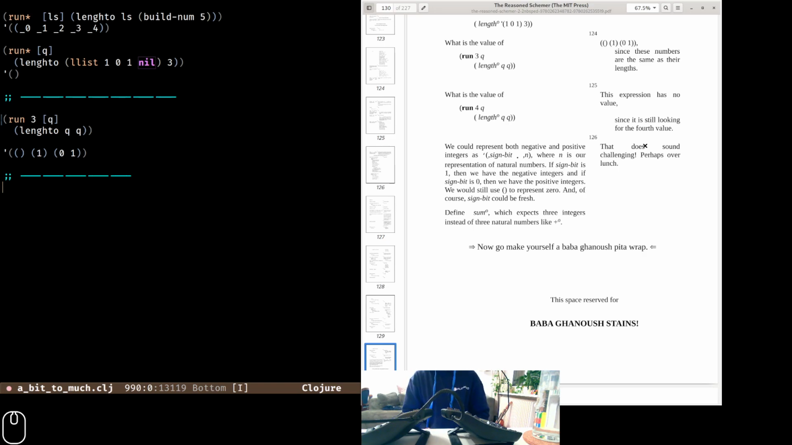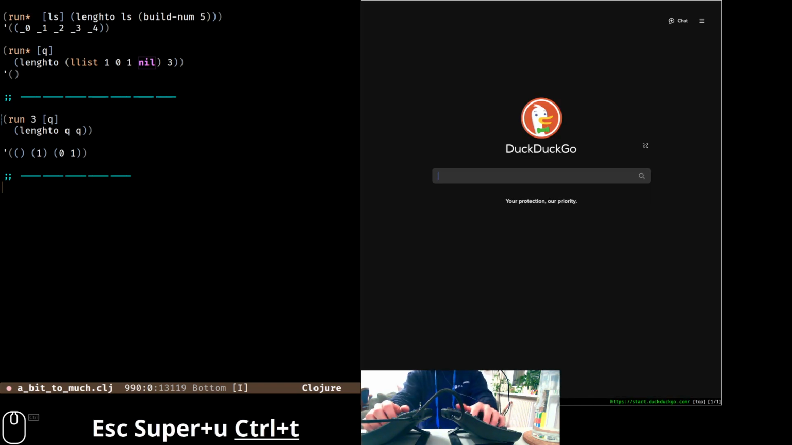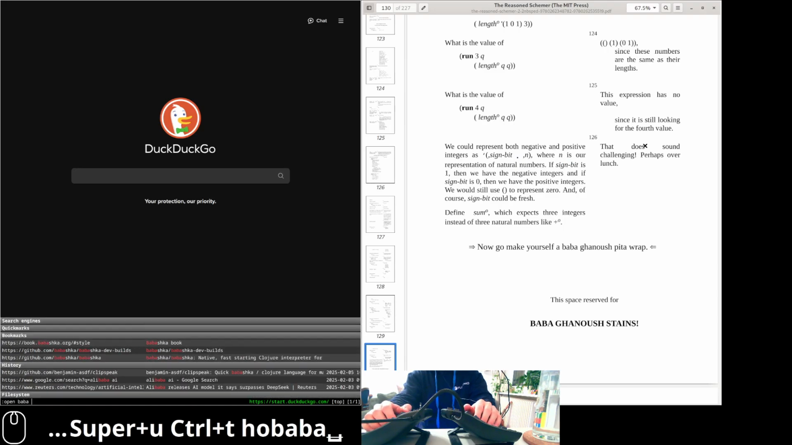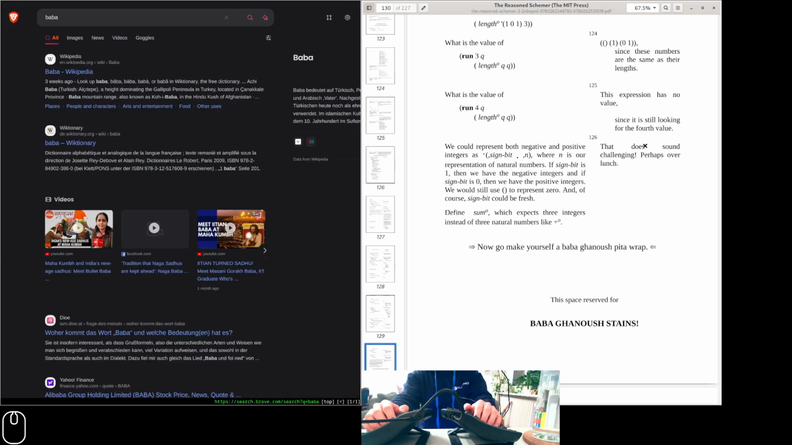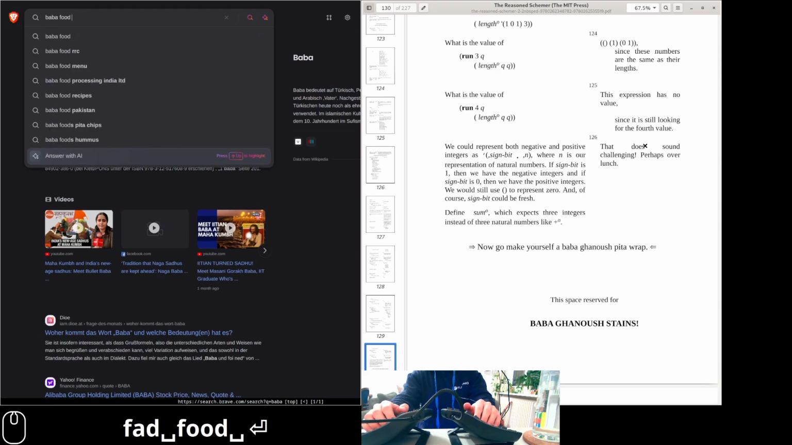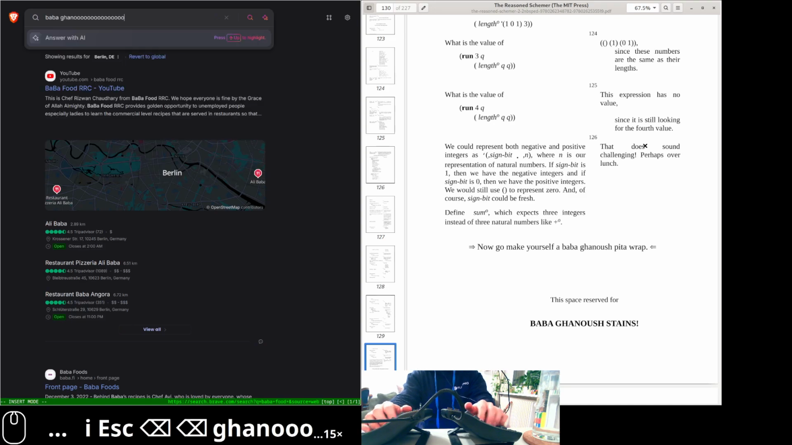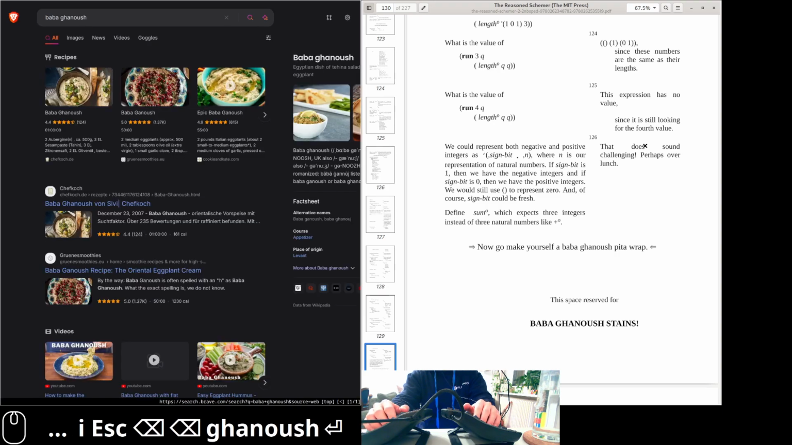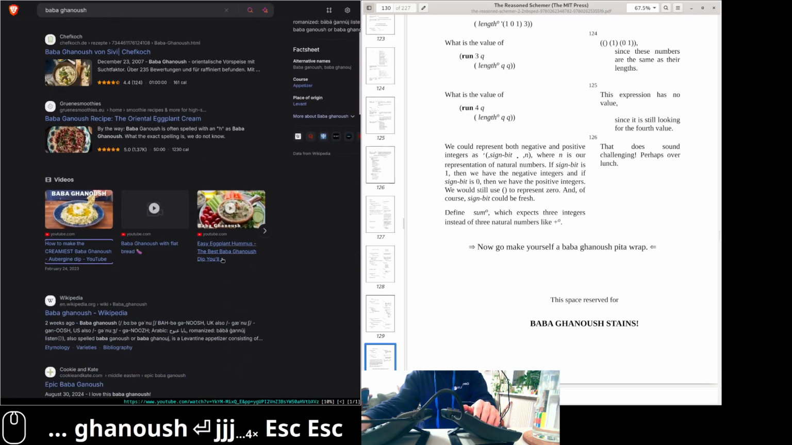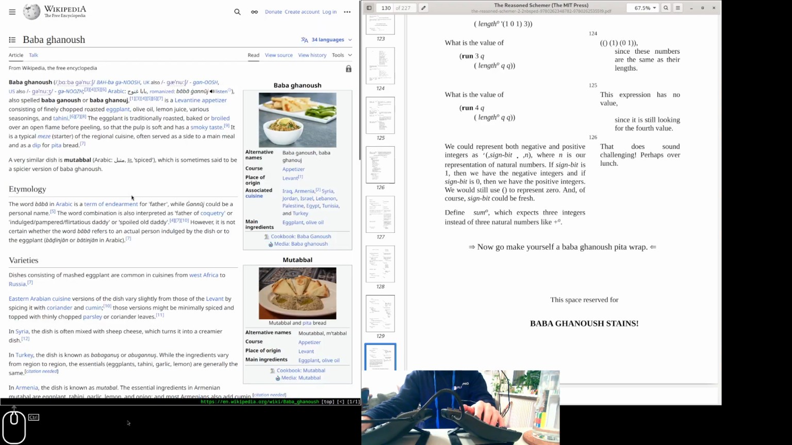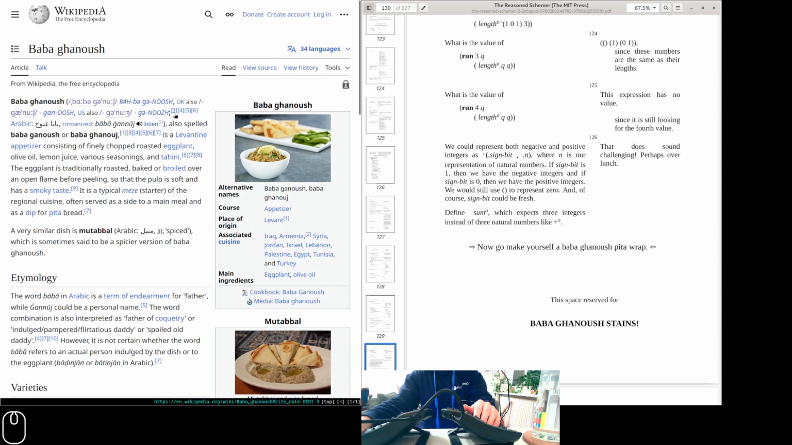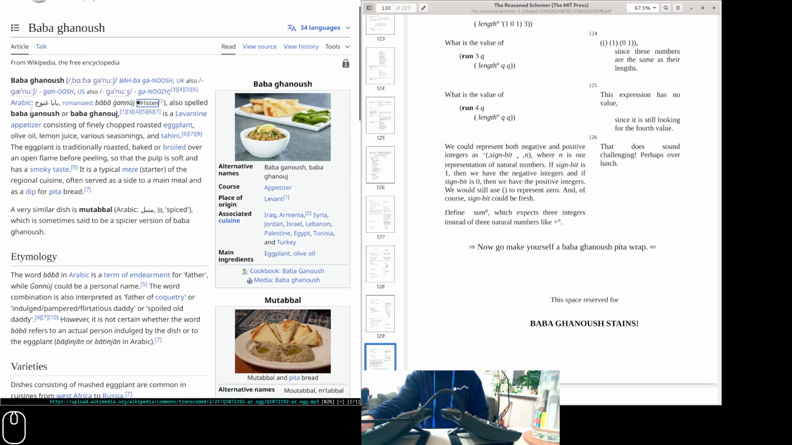Go make yourself a Baba Ganoush pita wrap. Okay, wait, I need to Google Baba. What is Baba Ganoush? Easy eggplant hummus. Okay. It's Arabic. Oh, it's called Baba Ganoush. Also spelled Baba Ganoush or Baba Ghanouj.